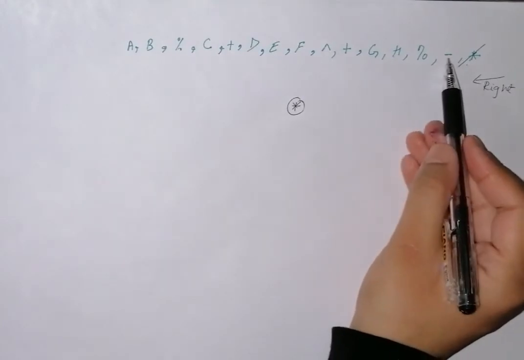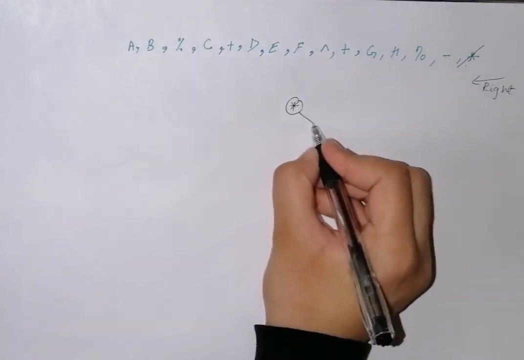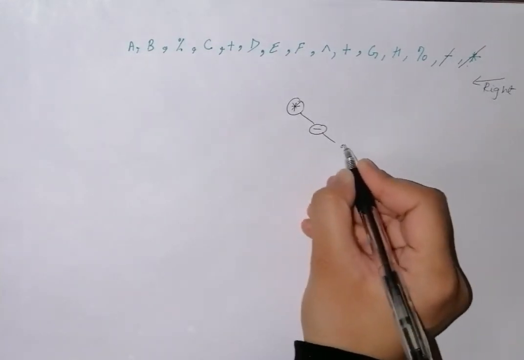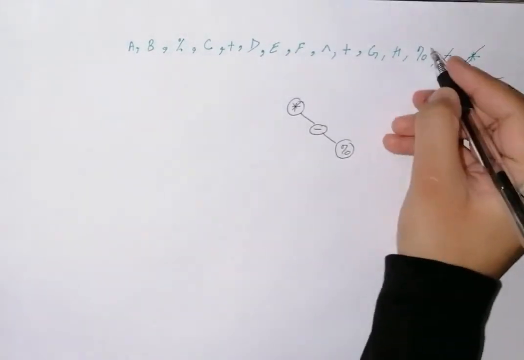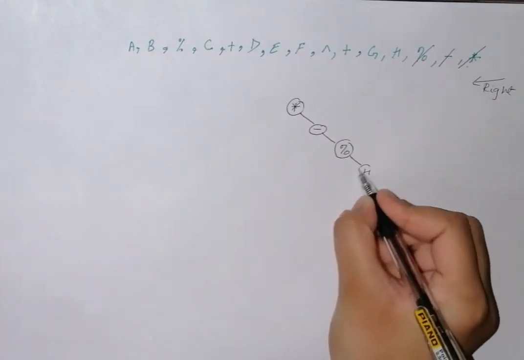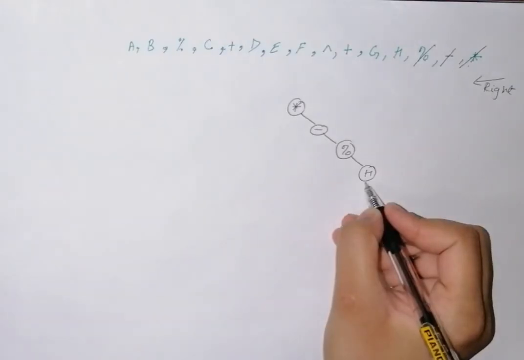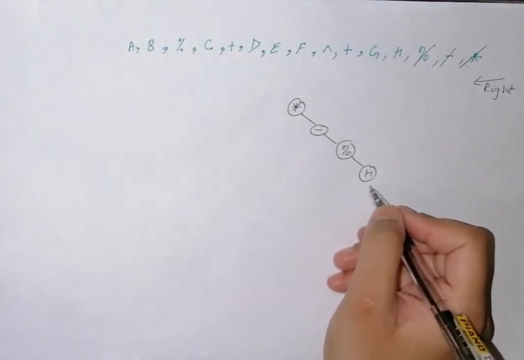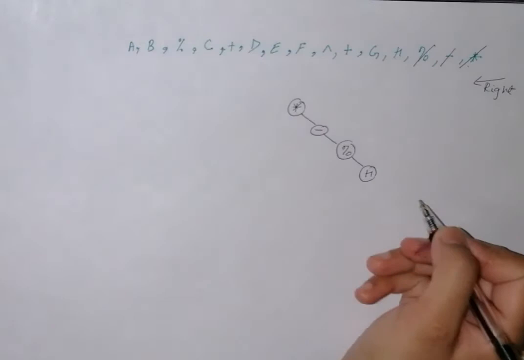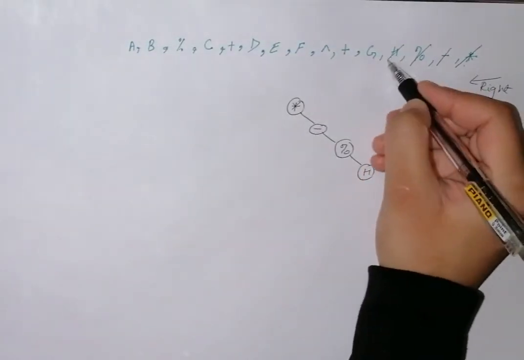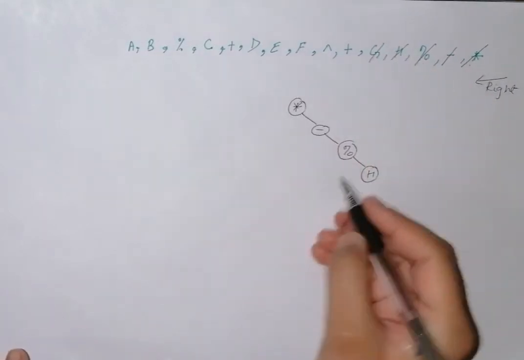Then this minus will become the right child of this multiplication. Then division. This division will also become the right child of the minus node. Then I encounter h. Okay, this h is an operand here. This is not an operator, so I cannot insert any further child nodes or any further subtree here. Now, after encountering h, I have got another operand, which is g.